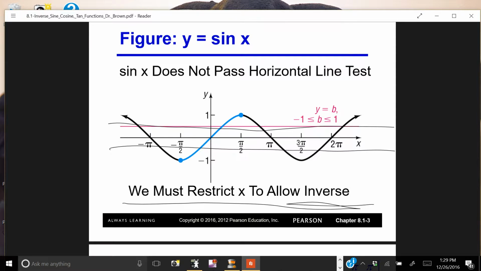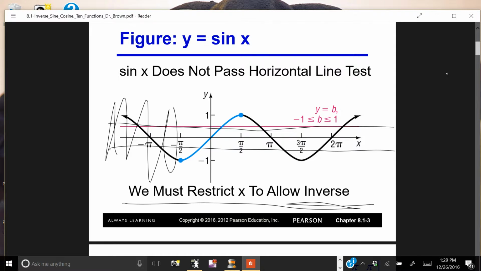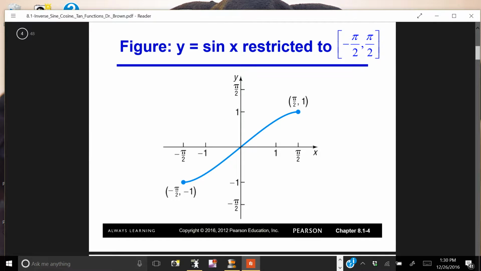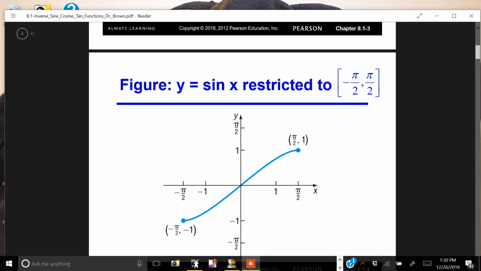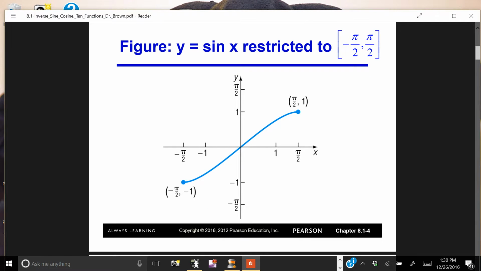So what we're going to do is rule out everything outside of minus pi over 2 and plus pi over 2 and restrict the domain to the blue area on this graph. And obviously you can see that now it passes the horizontal line test. So after we have restricted the domain to minus pi over 2 to plus pi over 2, we want to calculate and graph the inverse function of sine of x.